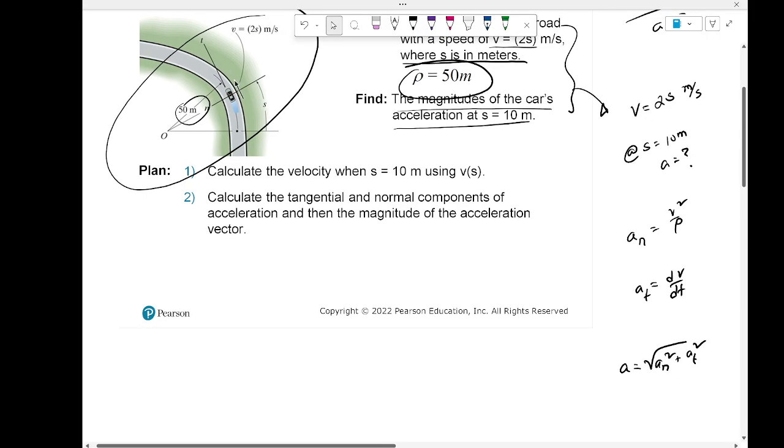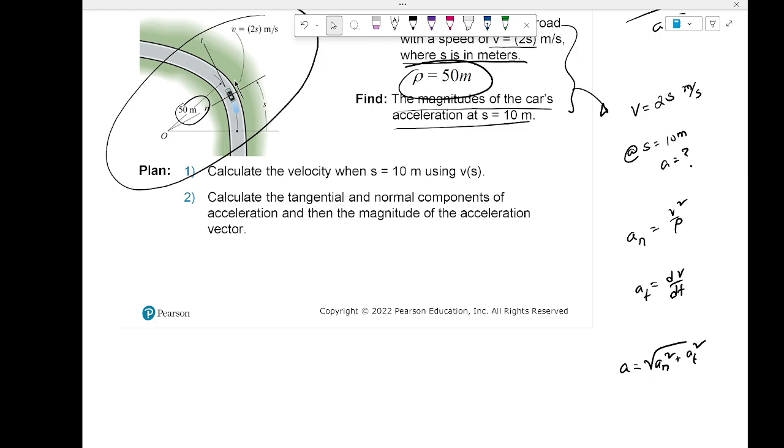Okay, I want you to deal with that by yourself. And I have the answer. As long as you can show me that you are done with that and give me the answer that a is 40.8 meters per second squared, you guys are good. Now, even though it sounds so straightforward, it is not that straightforward to find the at.